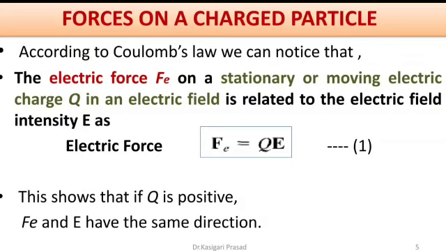As we know, according to Coulomb's law, the electric force Fe on a stationary or moving electric charge Q in an electric field is related to the electric field intensity E. A very simple and fundamental equation: electric force Fe is equal to charge Q times the electric field E. So Fe = QE, where Q is a positive charge. Fe and E have the same direction.